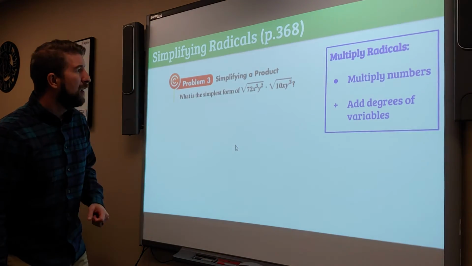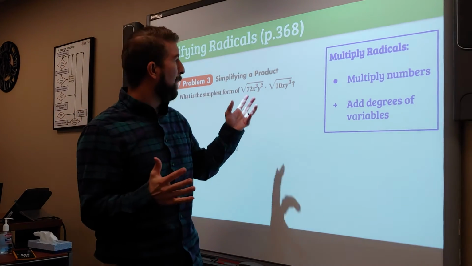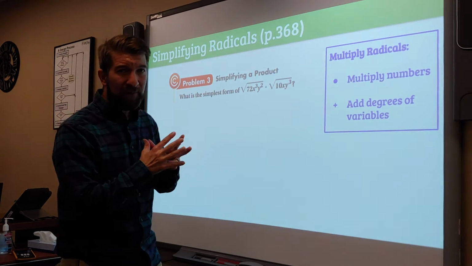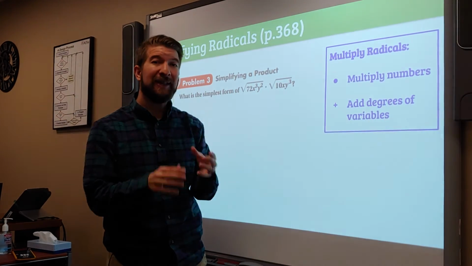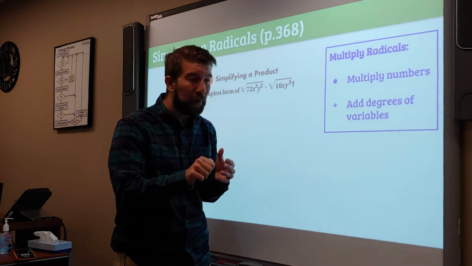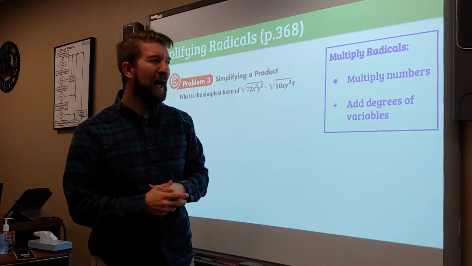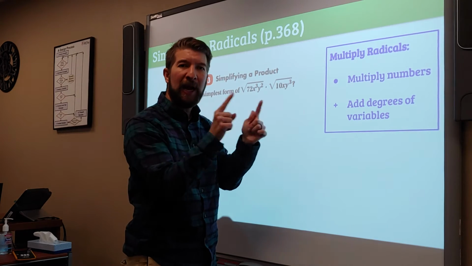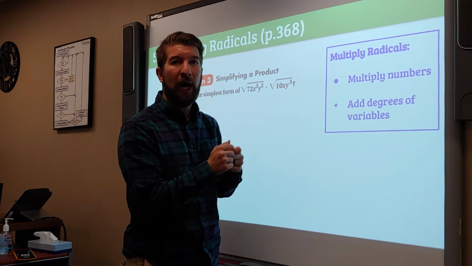All right. So let's look at multiplying radicals when we have variables involved. Remember, if something's in a blue box or blue lettering, that's something that you want to write down in your notebook. So I would write this down in your notebook. But when it comes to multiplying radicals, here's what you're going to do. You're going to multiply the numbers together, and you're going to add the degrees of the variables.